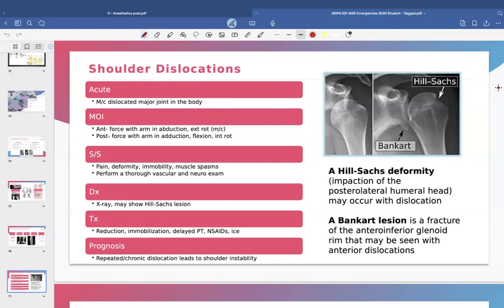Which ones are more common? Pretty much just a general rule of thumb: if you see most common, gold standard, those things, start there.